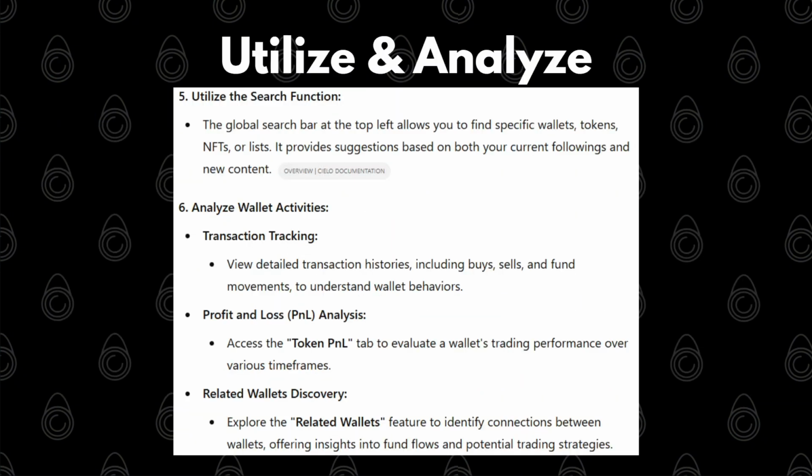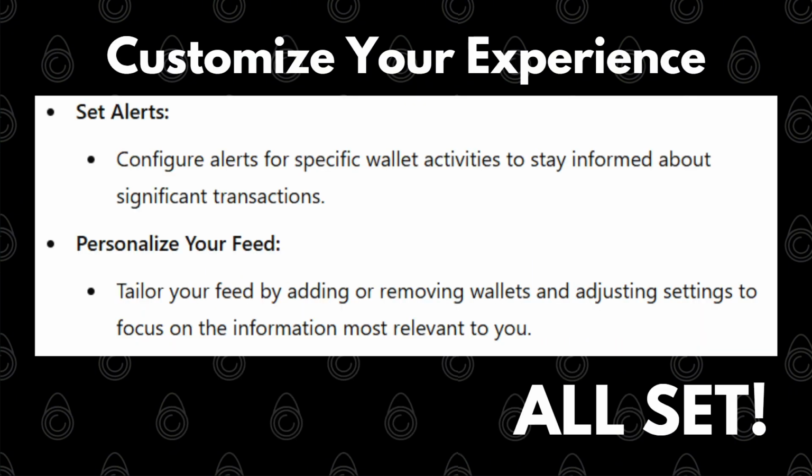And then, to utilize and analyze, the global search bar at the top left allows you to find specific wallets, tokens, NFTs, or even lists. And to analyze wallet activities, use transaction tracking to view detailed transaction histories including buys and sells, also fund movements. And then, customize your experience by setting alerts, configuring alerts for specific wallet activities to stay informed about significant transactions.